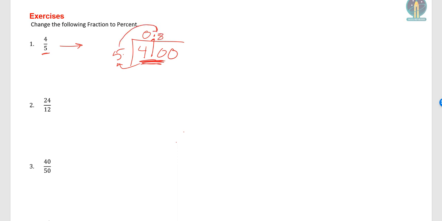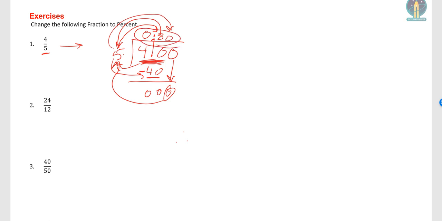8. But then I'll do 8 times 5, which is going to give me 40. And then I'm going to subtract this from this. 40 minus 40 is 0. I can drop this remaining 0, but I have all zeros anyway, right? So 0 times 5 is 0. So this is the answer, 0.8 or 0.80. So I have 0.8 or 0.80, and I want to convert that to a percent.